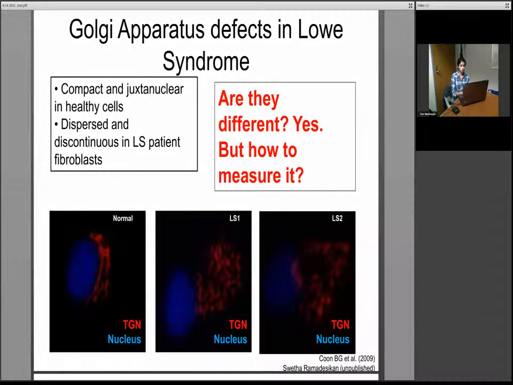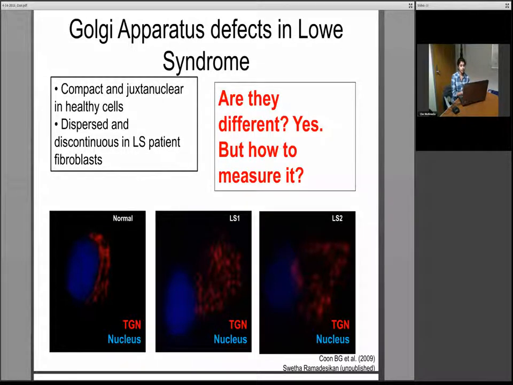On the leftmost panel here is a fluorescence image of a normal or healthy cell. The Golgi apparatus is fluorescently tagged with a red fluorescent probe, so it lights up only the Golgi, whereas the nucleus of the cell is tagged with a blue probe, so that lights up the nucleus alone in blue. On the left panel, you see normal cells stained for the Golgi and for the nucleus, and you can observe that it's very compact and very close to the nucleus.